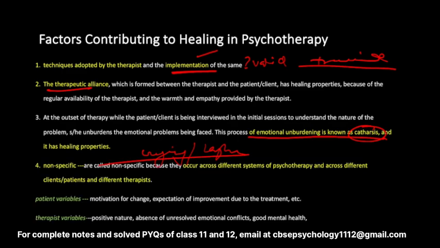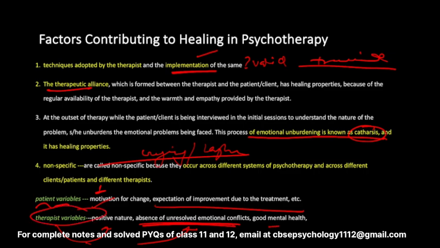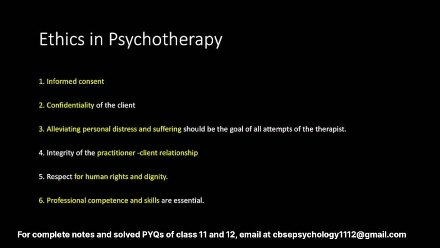Non-specific factors can also be present, for example patient factors, such as how much motivation for change there is. If since the beginning the person thinks that therapy might not work for them, it actually might not, because their motivation would be low and they would not be encouraged to do the work that is required for therapy. Then the expectation of improvement due to the treatment, the patient's expectation. Then the therapist variables: how positive their nature is, whether there are any unresolved emotional conflicts that the therapist might have, and how good the mental health of the therapist is.